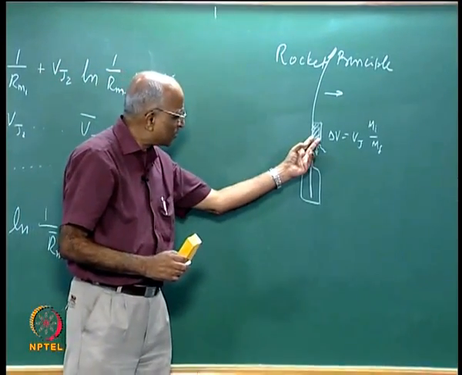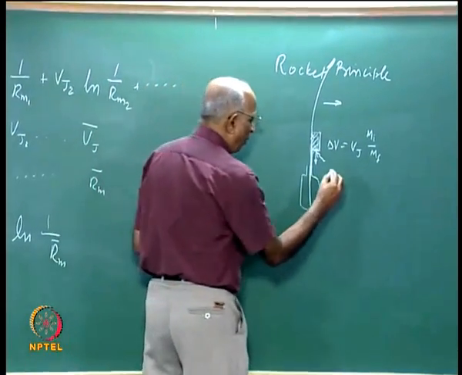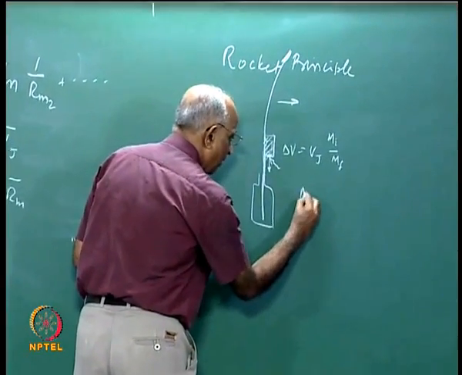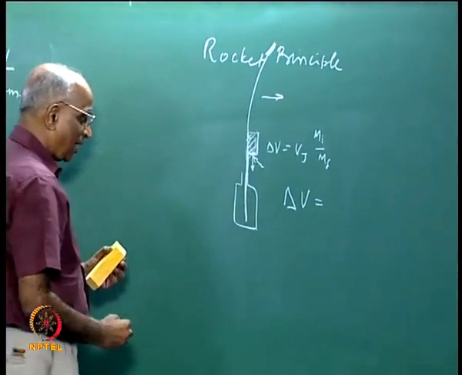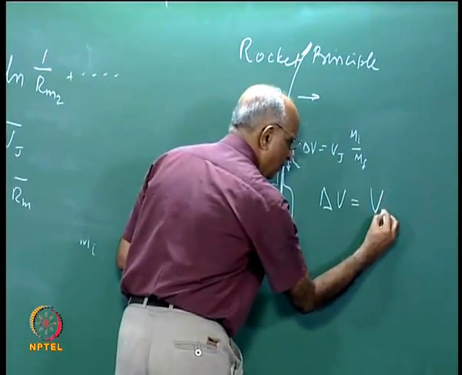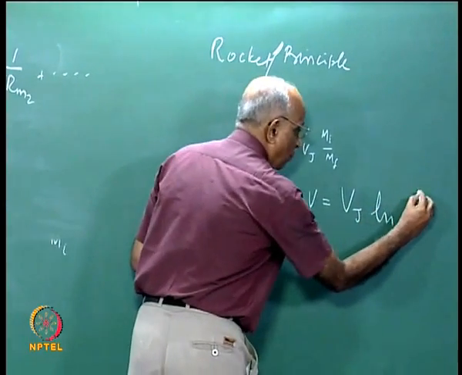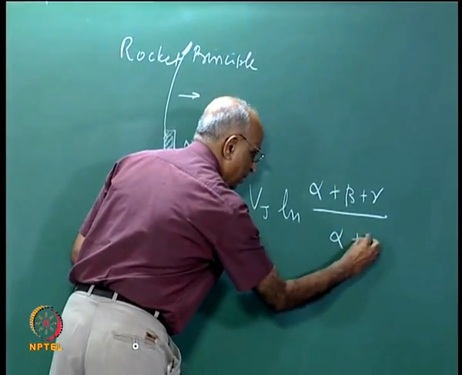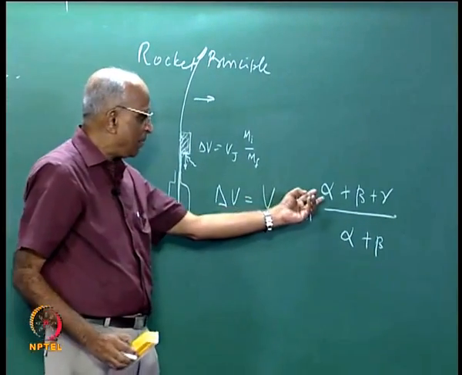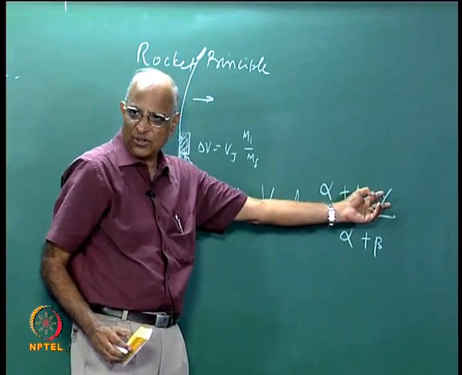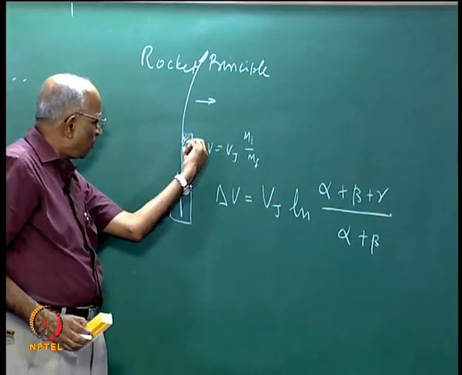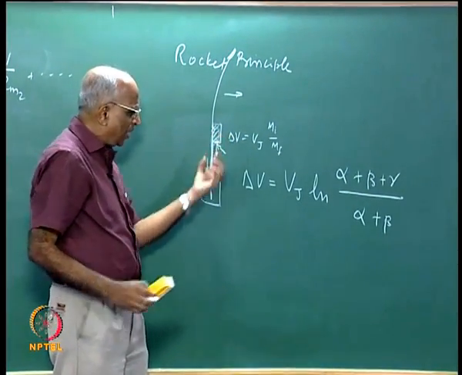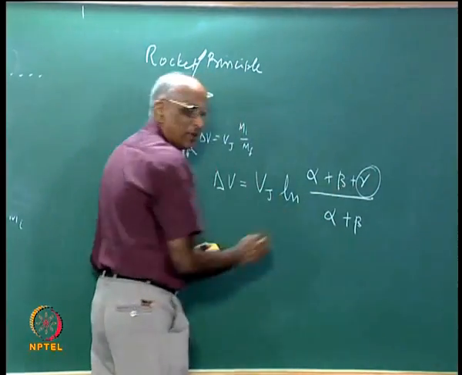But in cases like this, the mass of powder we use is very small. If I were to go back and write the equation I wrote in the last class, namely delta V equals Vj ln of (alpha plus beta plus gamma) divided by (alpha plus beta), wherein alpha was the payload mass fraction, beta the structural mass fraction, and gamma the propellant mass fraction, the amount of black powder which I keep is very small compared to the weight of the stick and all this, and therefore gamma tends to be a small number.